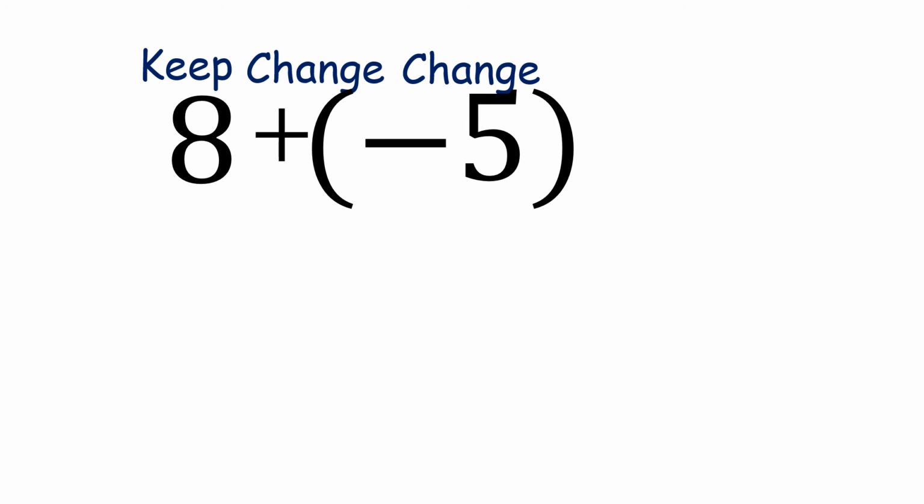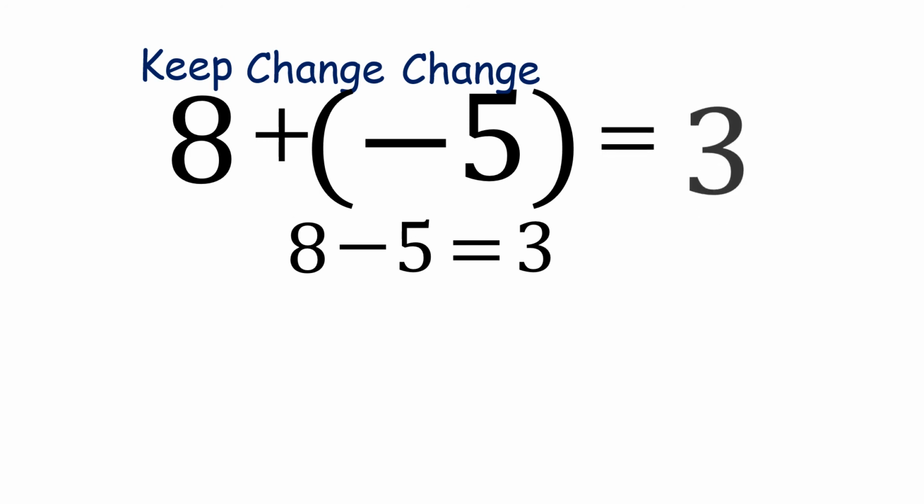Then the second step is to follow the rule for addition of integers. For addition of integers, if it's different signs, we subtract the numbers. So let's subtract 8 by 5. That is 3. So the sum of 8 and negative 5 is positive 3. So that means the difference of 8 and 5 is 3. So that's the final answer.